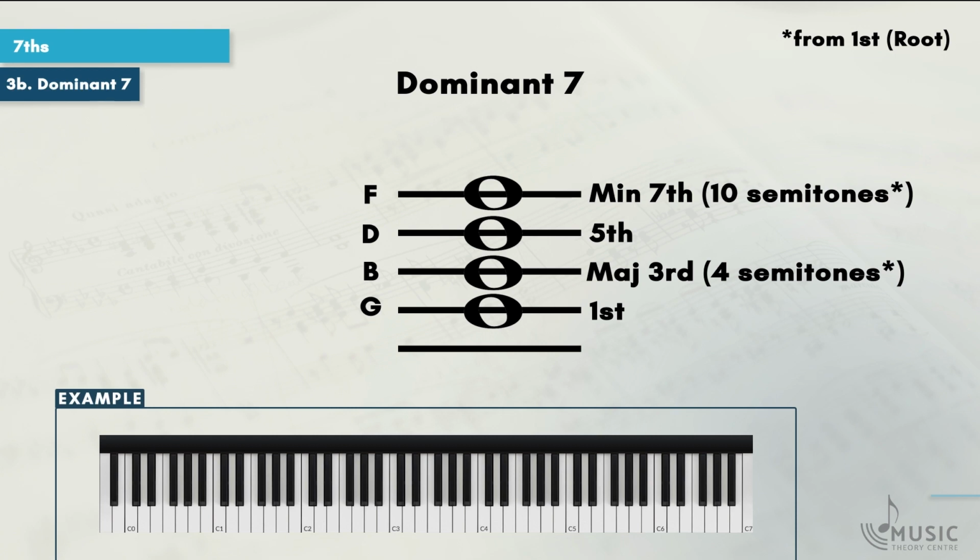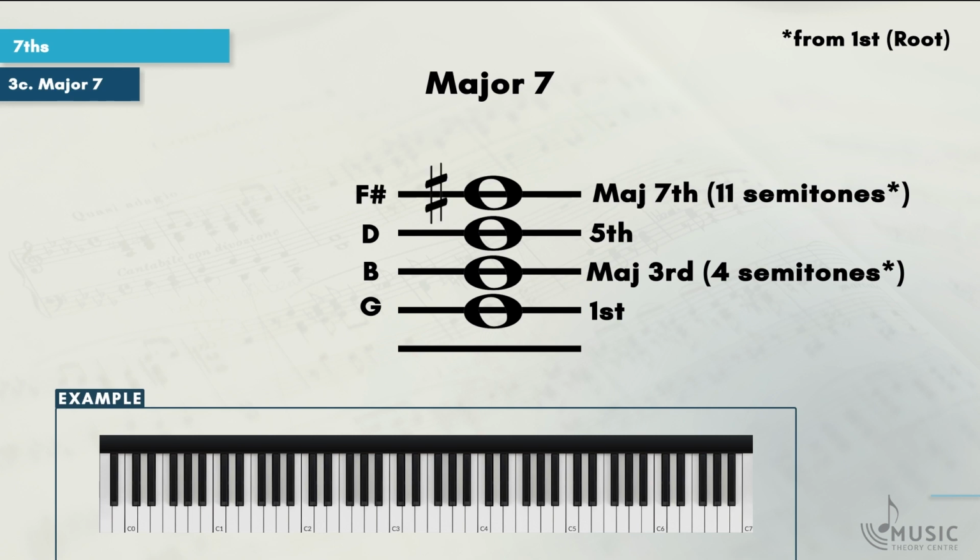key, not an F. So to fix this, the final type of triad is the major 7, which is the same as the dominant 7, except it uses a major 7 interval instead of a minor 7. Remember, minor 7 is 10 semitones and major 7 is 11. This 7 is essentially a semitone down from the octave, or root, rather than a whole tone.